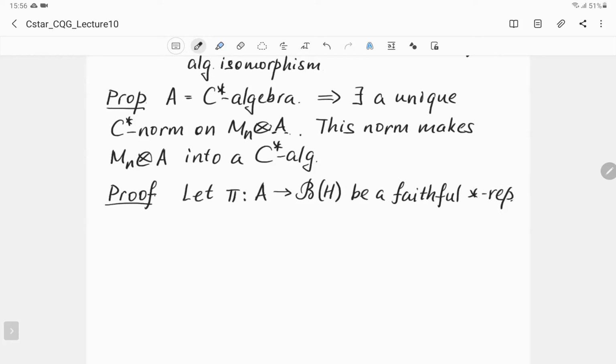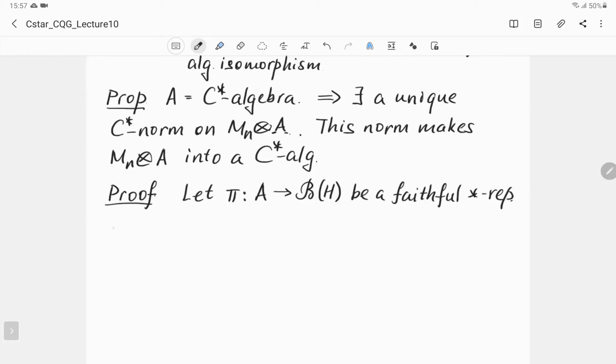So the result is very strong. We use the second Gelfand-Naimark theorem. And it seems that there is no other way of proving this proposition. The proposition looks very natural and simple, but in fact, this is not so easy. And it involves the Gelfand-Naimark theorem. Okay, so we choose a faithful star representation of A on a Hilbert space, and we do the following.